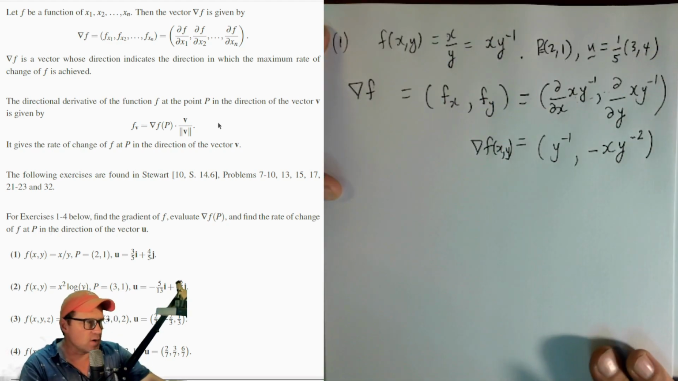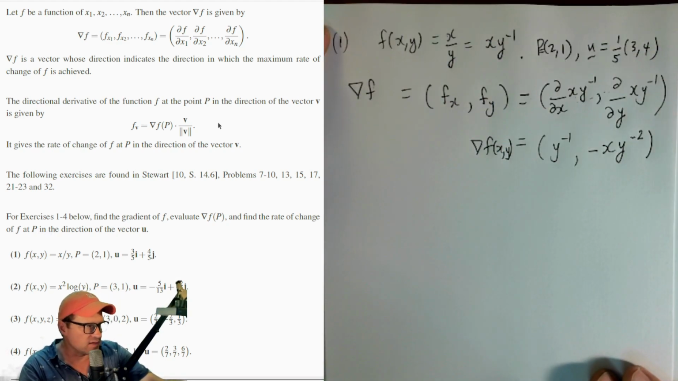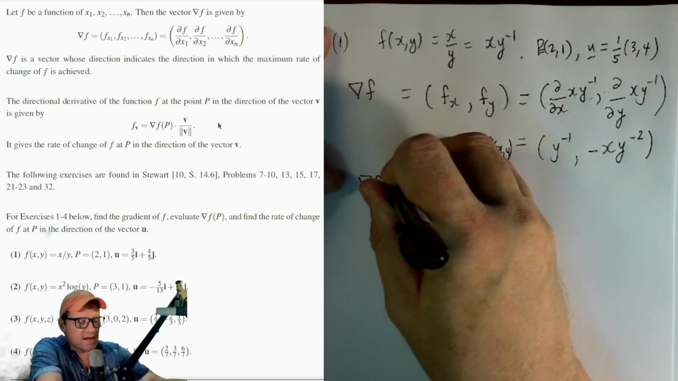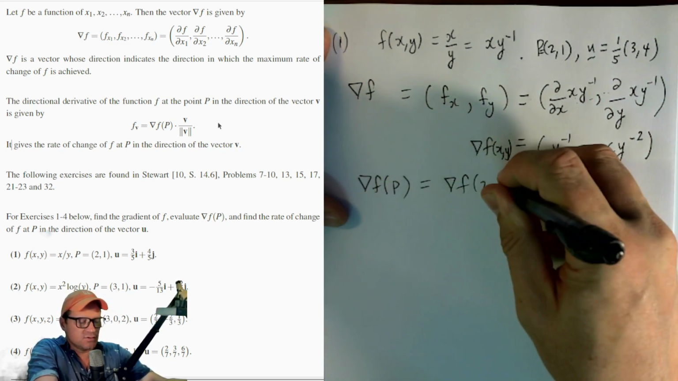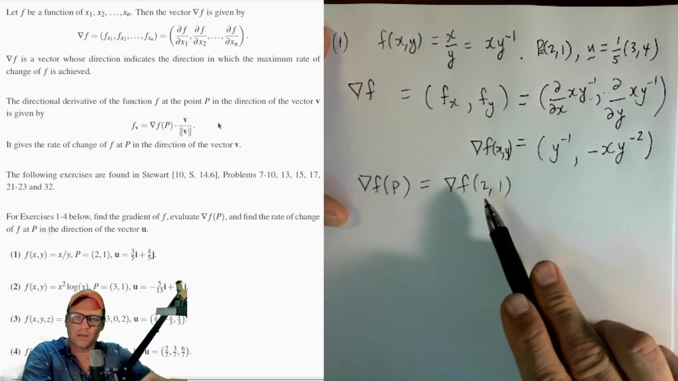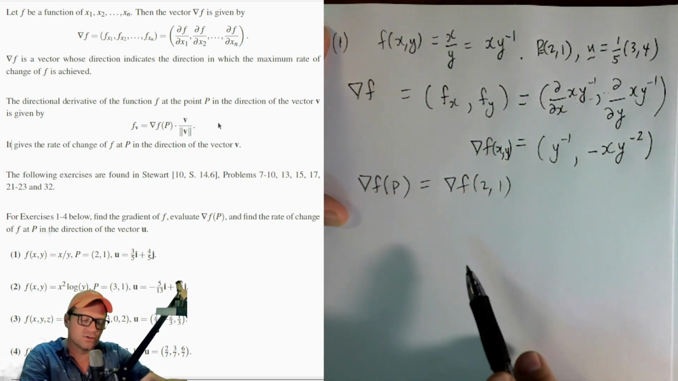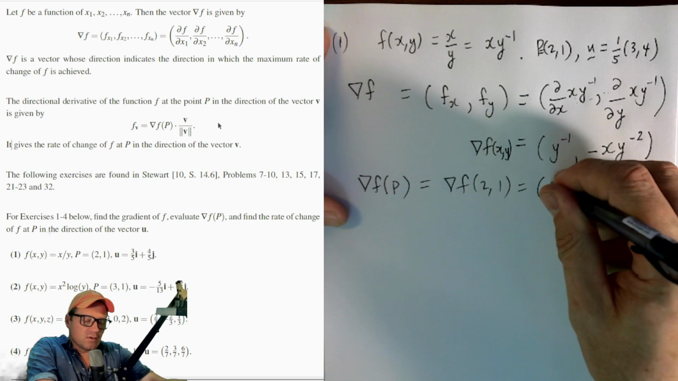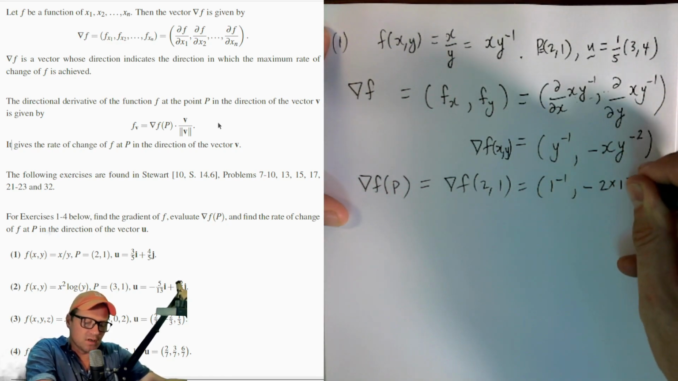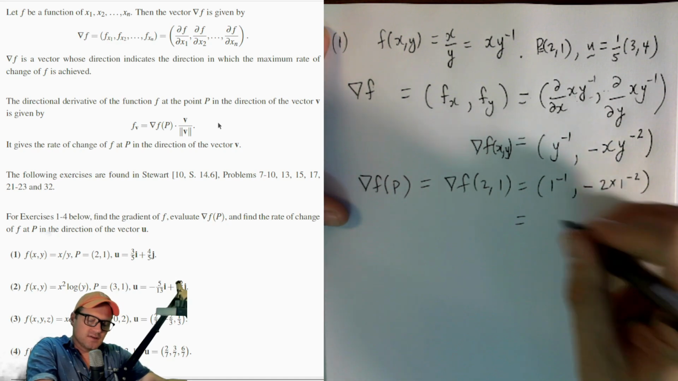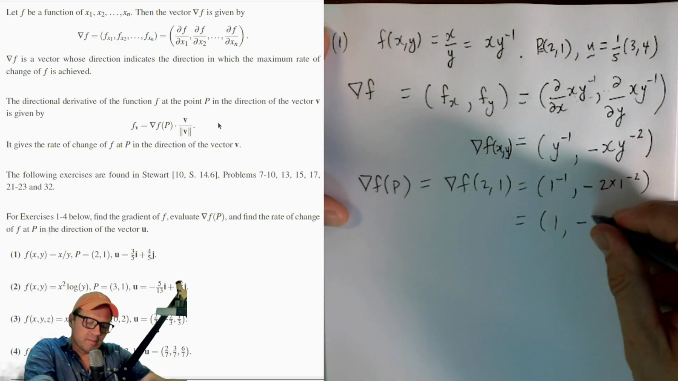All right, so now the question asks us to evaluate this at P. So grad f at P is grad f at (2, 1). And so we're just substituting in here x is 2 and y is 1. So we have 1 to the minus 1, minus 2 times 1 to the minus 2. And so this is (1, -2).